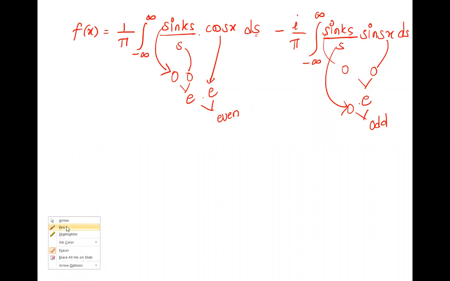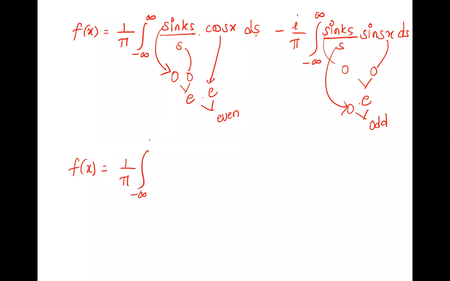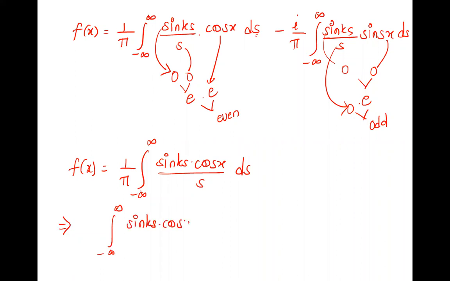So therefore, f of x is equal to 1 by pi integral from minus infinity to infinity of sine ks cos sx upon s ds, and this is 0. So they have asked you this, means whatever the term multiplied, I'll shift here and I'll write the answer. Therefore, it is integration from minus infinity to infinity of this term is equal to pi into f of x. Just shift that pi.